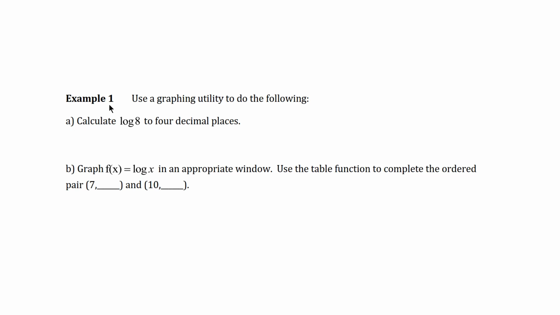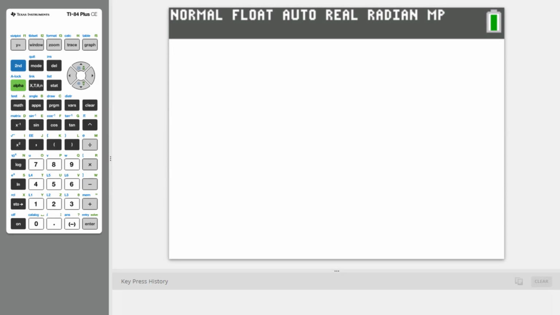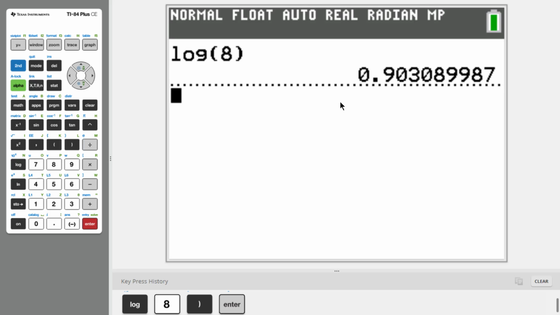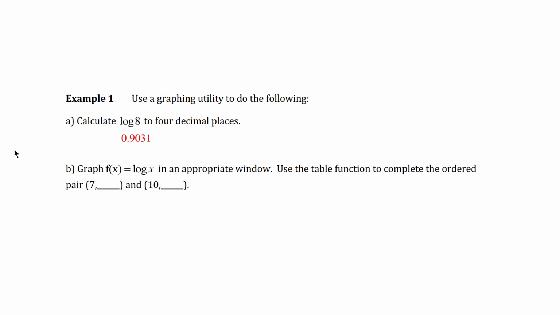For example number 1, use a graphing utility to do the following. For part A, calculate log of 8 to 4 decimal places. So on the graphing calculator, we hit the log button on the left, we press the number 8, we put a close parenthesis, and then we hit the enter button. The calculator gave me the value 0.9030899987, and we need to round this value to 4 decimal places, which is going to be 0.9031. So our final answer is 0.9031.